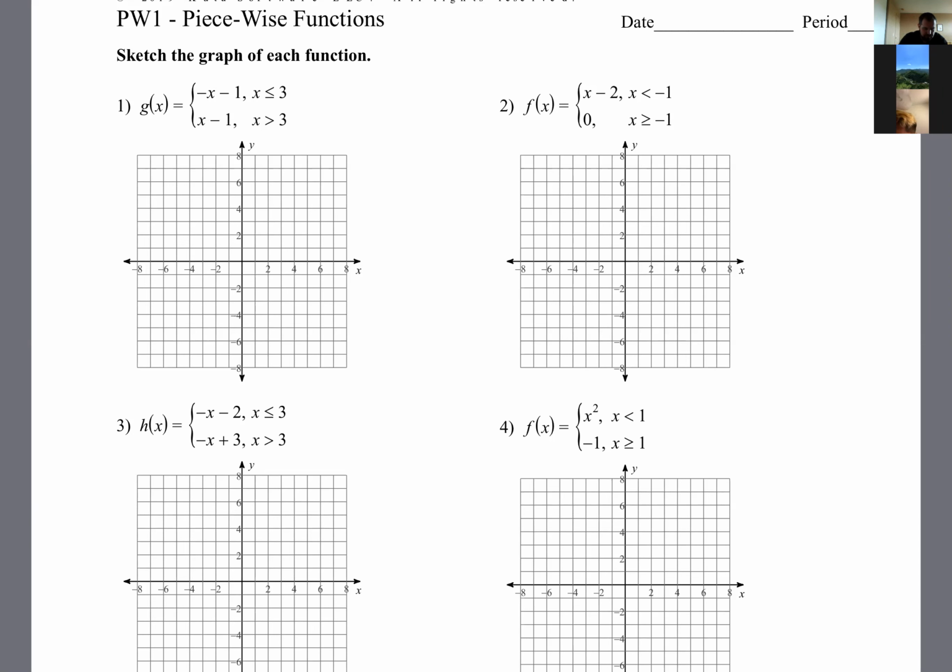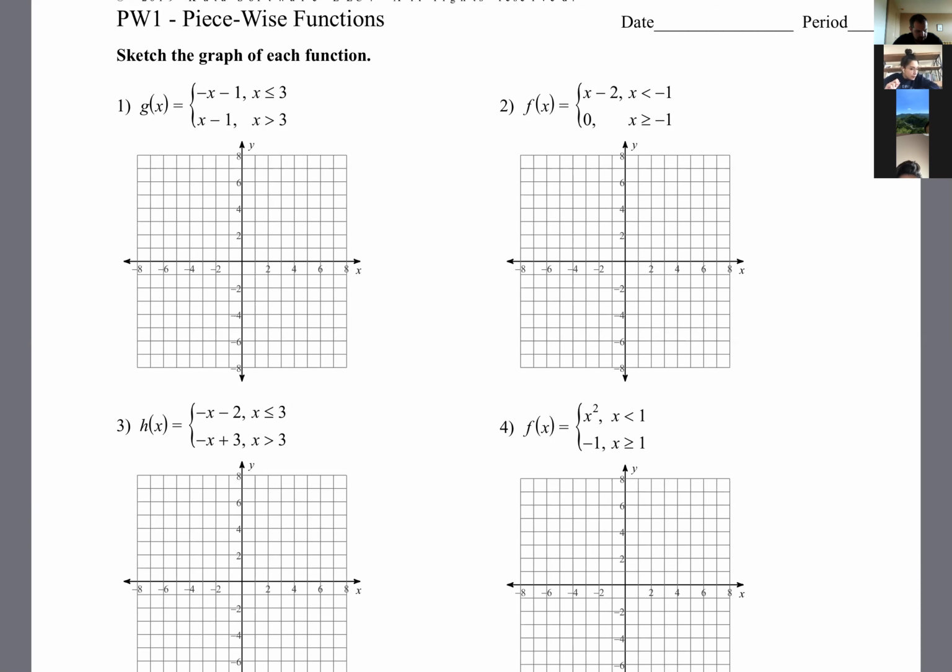Okay, so number 1. Let's do it. You want to do it using a table? Yeah, that'd be nice. Okay, so this would be y equals negative x minus 1. It says x is less than or equal to 3. And you can tell this is a line, right?